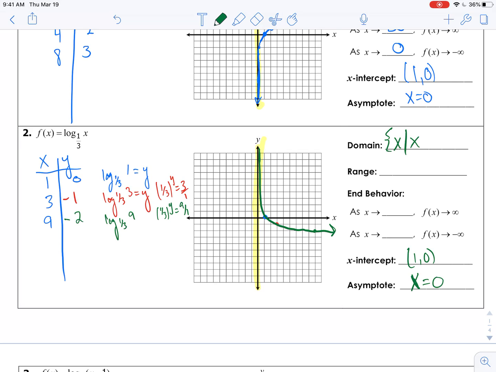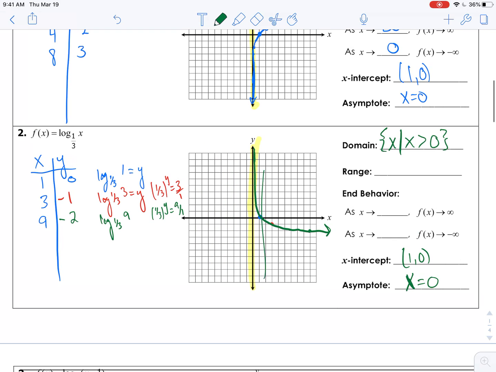Domain, what x values do I have? Well, x is bigger than 0. I'm not anywhere over here. I'm not using the left side of the graph. I'm only using the points where x is bigger than 0. And the range is y, such that y is all real numbers.